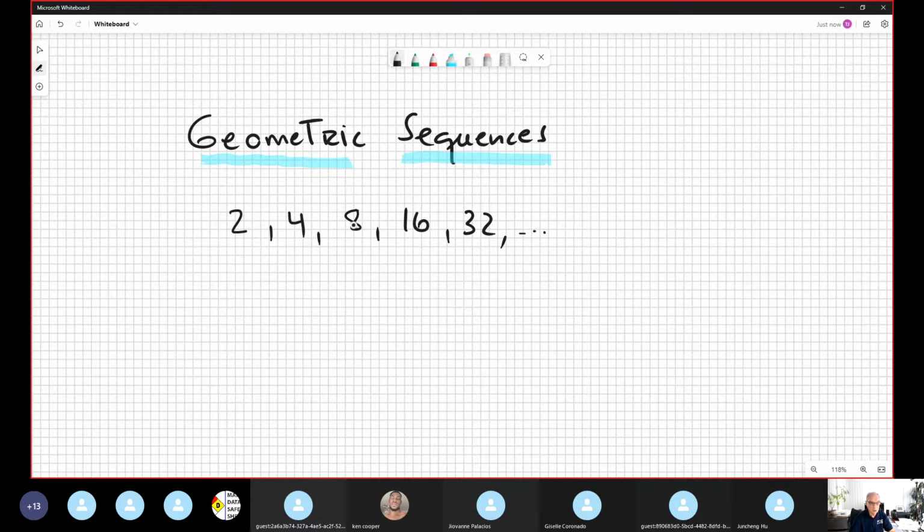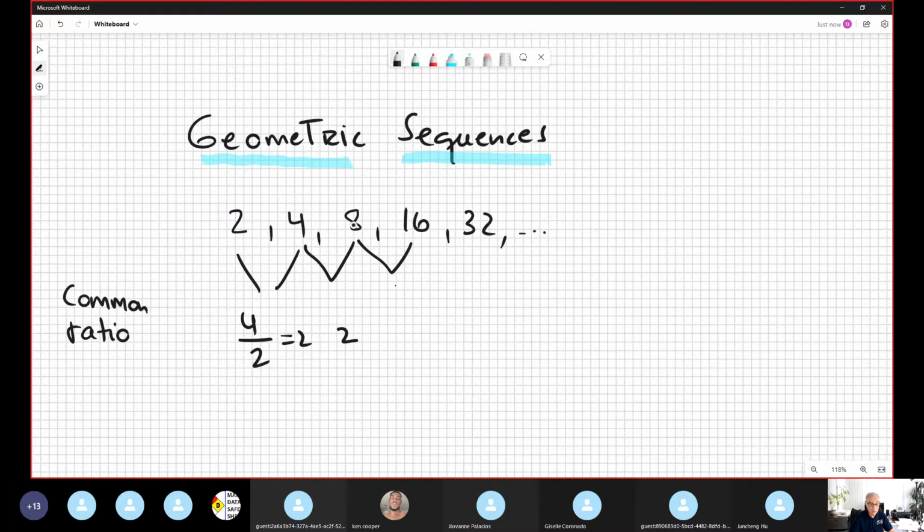What does ratio mean? Ratio is division. You divide, not subtract. 4 divided by 2 is 2. 8 divided by 4 is 2. 16 divided by 8, sorry, is 2. And 32 divided by 16 is 2. So we have no common difference, we have a common ratio. Ratio means division. You divide any element by the previous one, and the answer is the same number.